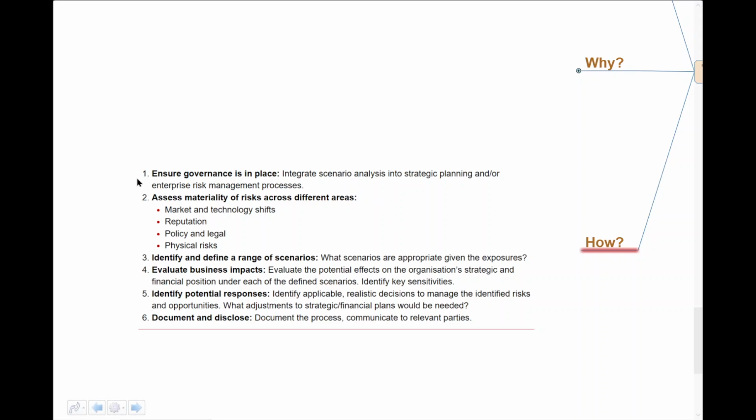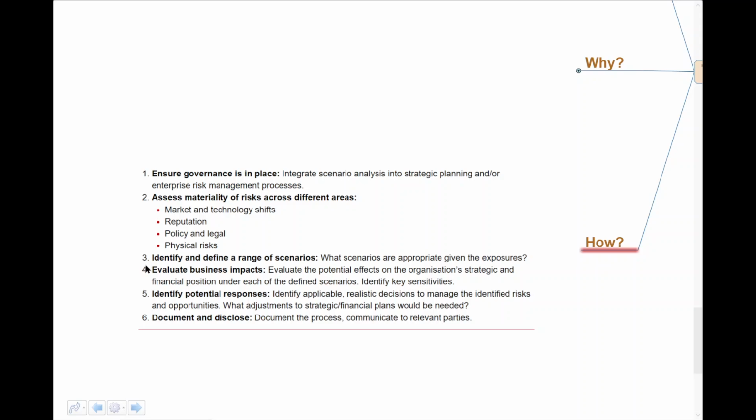First things first, ensure that governance is in play. Integrate scenario analysis into your strategic planning or management process. Make it a set, cemented part of what you do, not just a one-off exercise. Number 2, before you do anything, consider the risks in each of these different areas. You'll see that this is not dissimilar to scanning the environment using, say, PEST or indeed PESTEL.